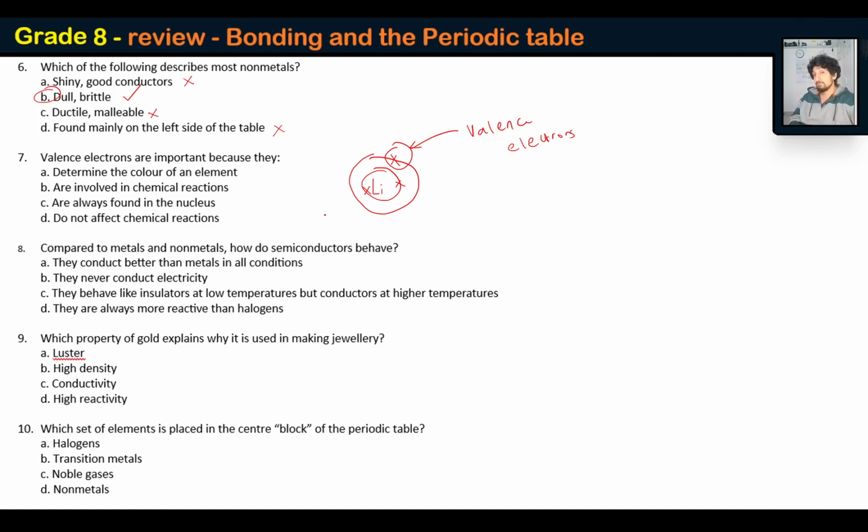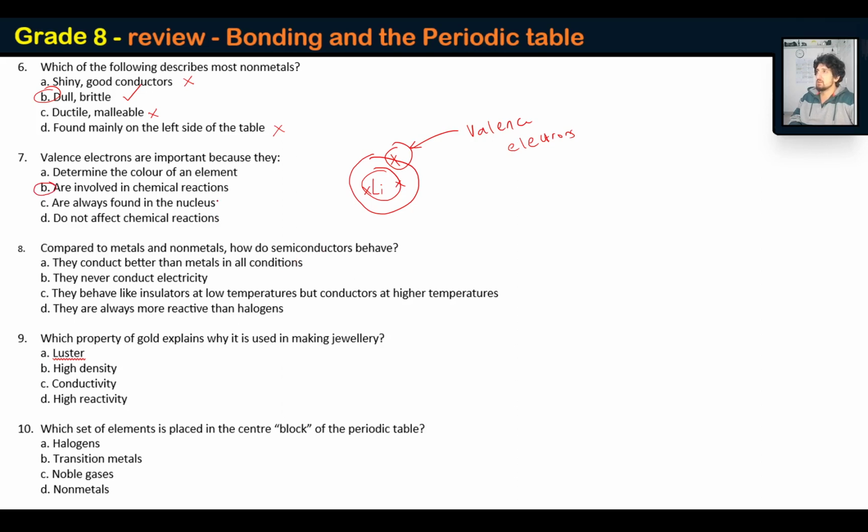So this is not an explanation lesson, but I can't help but explain just a few facts. If you would like a more extensive explanation of this lesson, please feel free to click on the link below in the description. That is the complete lesson. Okay? So valence electrons are important because they are involved in chemical reactions. That's why they are important.